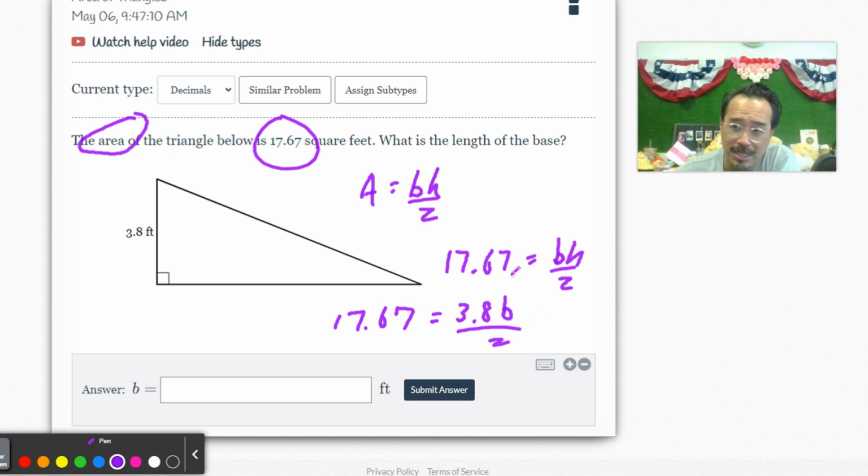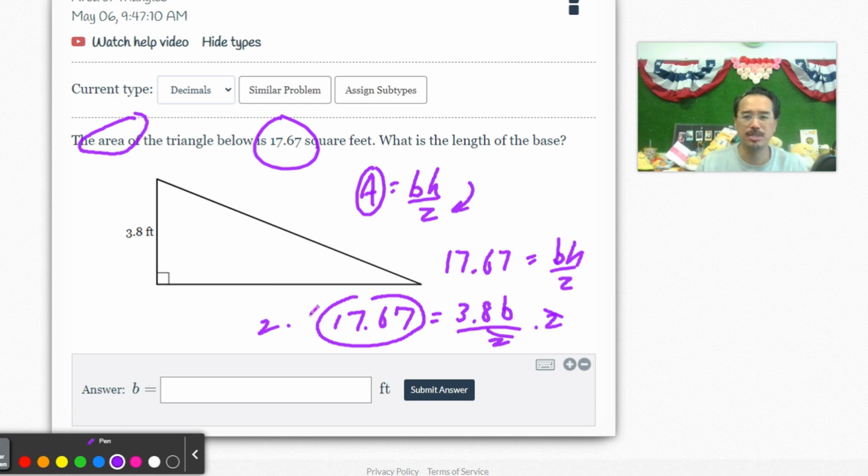Now these questions are a little bit more complicated because they gave you the area and they're looking for the base. If that's the case, don't panic, because think about this: if we're taking the area and at the end we divide it by 2, that means before you divided it by 2, it would have been doubled. So I'm going to multiply both sides by 2. These cancel out, so I have 2 times 17.67.